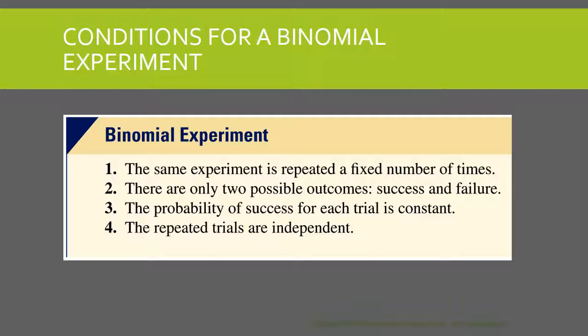So a binomial experiment has 4 characteristics. It's the same experiment repeated a fixed number of times, so you're only going to do it so many times. There's only 2 possible outcomes, success or failure. The probability of success for each trial is constant. It doesn't change based on which trial you're doing. And the repeated trials are independent. They don't affect each other.